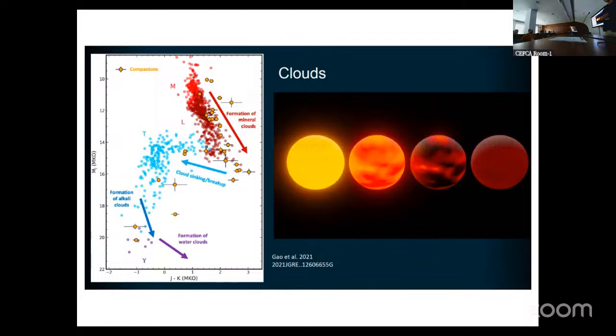So they provide us with new properties, for example, different types of clouds, and a range of colors. As in this diagram, you can see how the objects, as they become fainter, change in color because of the condensation of dust particles in the atmosphere, clouds shrinking, and then the formation of molecules such as ammonia and water.